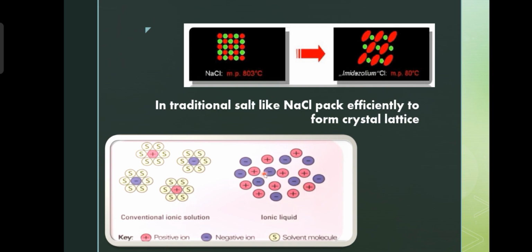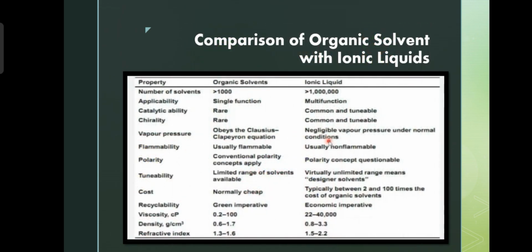And you can see here the structure of NaCl and our ionic liquid, and you can analyze why it is in the liquid form. Next is the comparison of organic solvent with ionic liquid. In our industry we can use organic solvent or we can use ionic liquid. By comparing these, we can easily understand that ionic liquid is more useful in our industry or any chemical laboratory as a solvent.